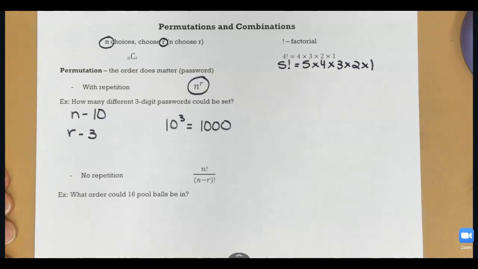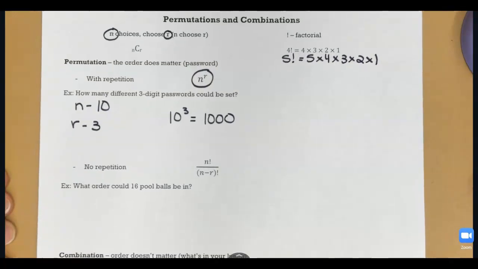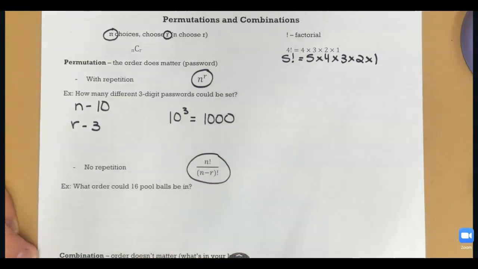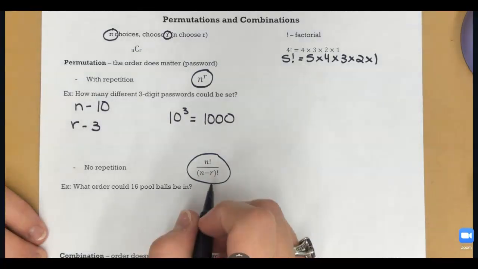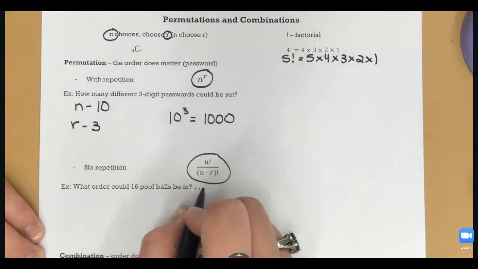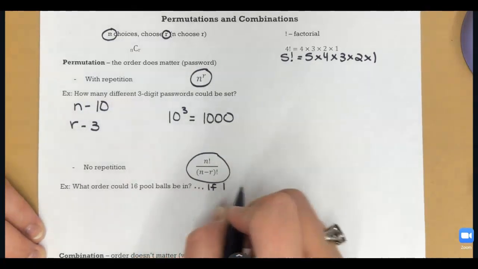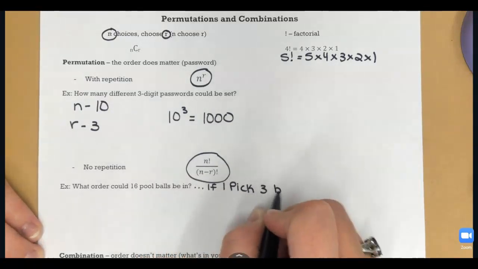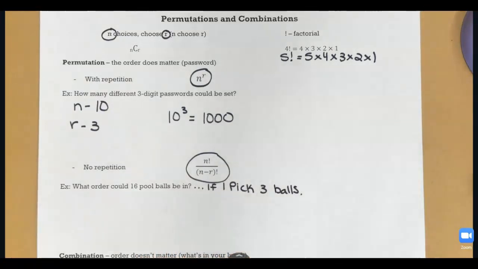Okay, now what about when there's no repetition allowed, but the order still matters? I have another formula. This is where my factorial comes in. n factorial over n minus r factorial. So let's look at this example. What order could 16 pool balls be in? And part of this is missing if I pick 3 balls. So I've got the 16 pool balls in a basket and I'm picking 3 of them at random. What order can they be in?